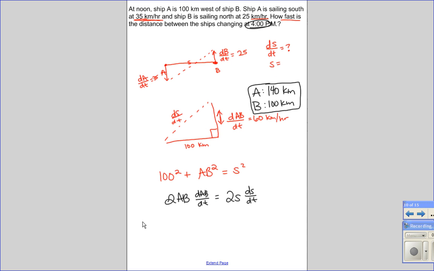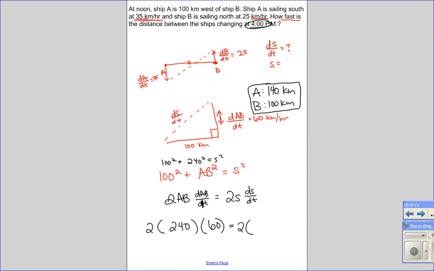So that means that the AB has altogether traveled 240 kilometers. So watch this, 2, and then in the AB spot, how far have those ships traveled? 240. dAB over dt, the difference between the ships, we determined that was 60 kilometers per hour. See how I'm putting in the things that I know? Is equal to 2S. I can figure out this S squared because I can do 100 squared plus, and what did we decide AB was? AB was 240 squared is equal to S squared.